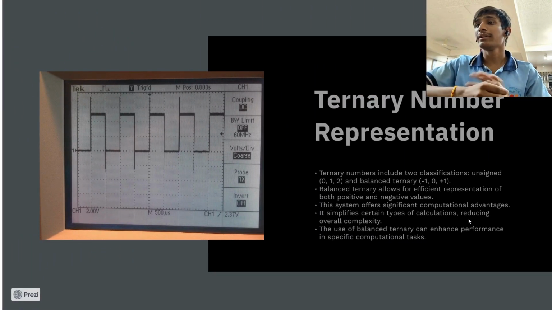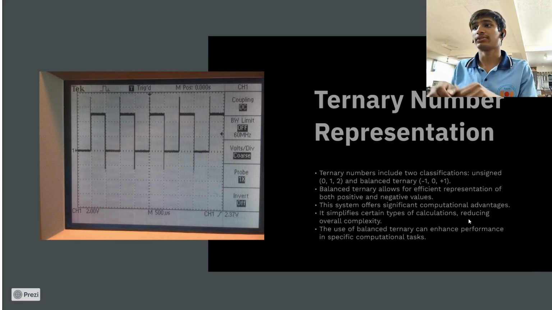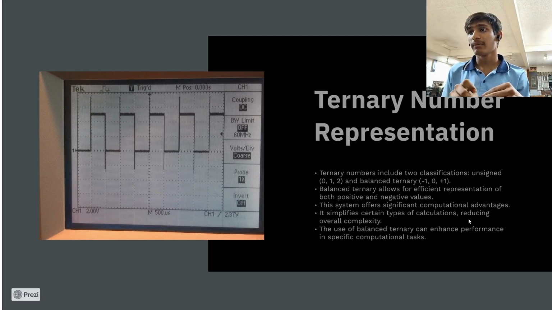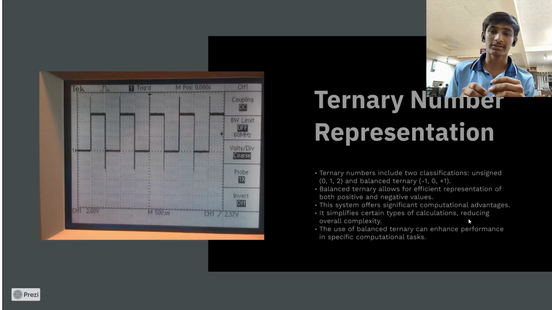Now, how can we represent a ternary number? Ternary numbers include two classifications: unsigned, 0, 1, 2, and balanced ternary, minus 1, 0 or plus 1. Balanced ternary allows for efficient representation of both positive and negative values. This system offers significant computational advantages. It simplifies certain types of calculations, reducing overall complexity. The use of balanced ternary can enhance performance in specific computational tasks.